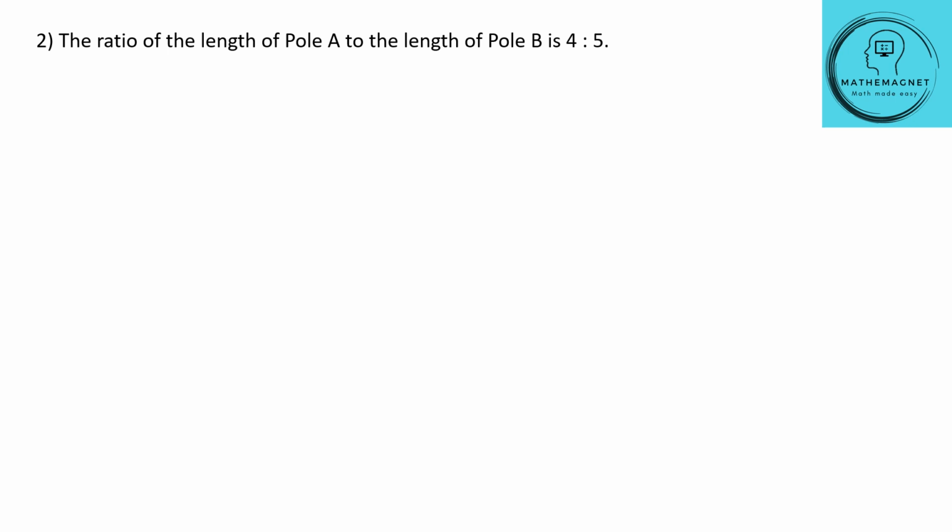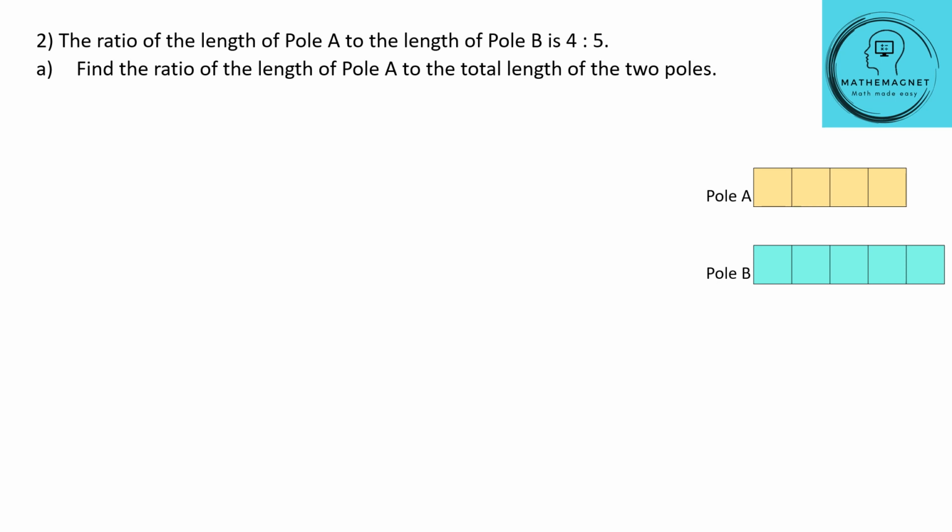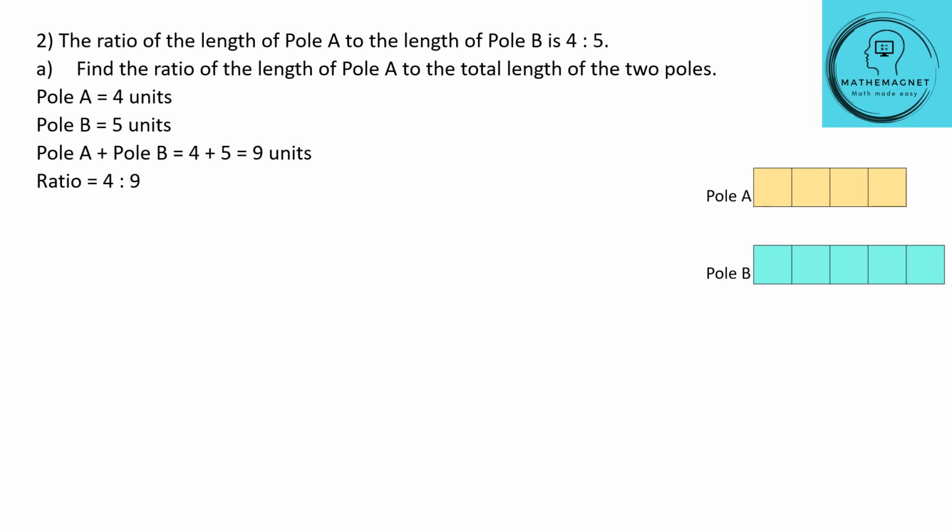Question number 2. The ratio of the length of pole A to the length of pole B is 4:5. Find the ratio of the length of pole A to the total length of the two poles. Now the total length of two poles we will find by adding pole A plus pole B, which is pole A is 4 units, pole B is 5 units. So total length will be 9 units. So the ratio of length of pole A to total length of two poles will be 4:9.